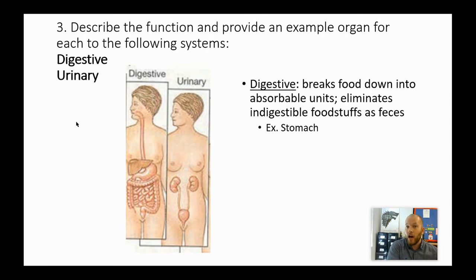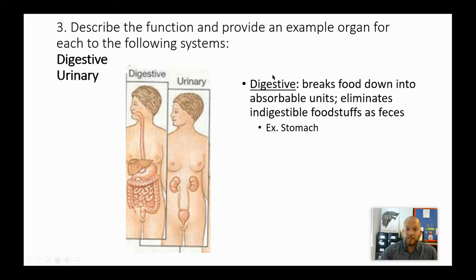So if 100% of your food isn't absorbable, you don't absorb the nutrients, or it might just not be there in time. So you try to absorb it as best you can along that 25-foot small intestine. And if you don't absorb it, you get rid of it. A good example would be the stomach, the small intestine, the large intestine. These are all digestive system organs.